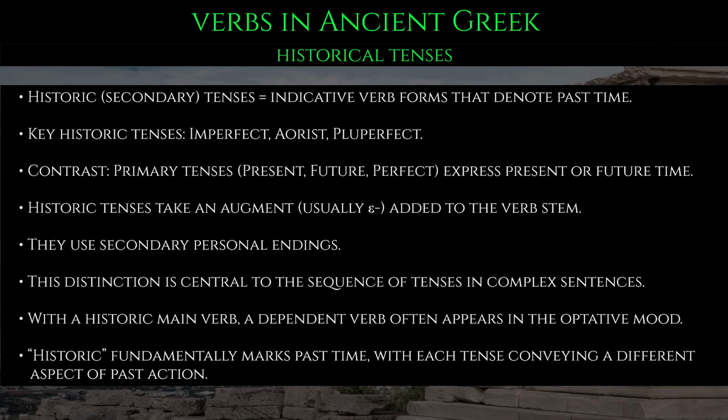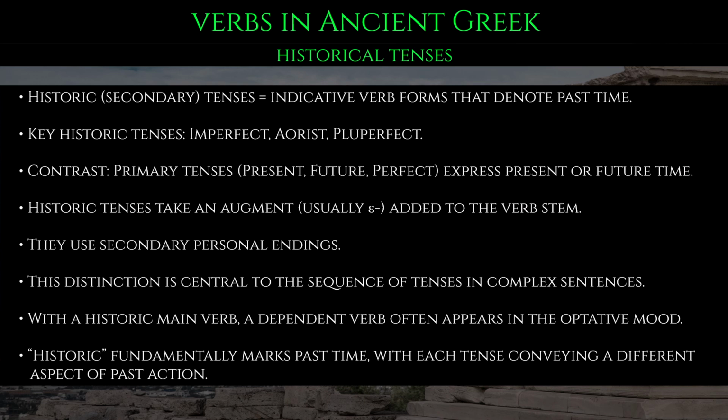So, historic tenses in the indicative mode are characterized by the addition of an augment, typically in e, to the verb stem, which we will see later on as well. They also utilize a set of secondary personal endings, and this classification is important for the rules of the sequence of tenses in more complex sentences, particularly concerning dependent moods like the optative, which is the wish form.